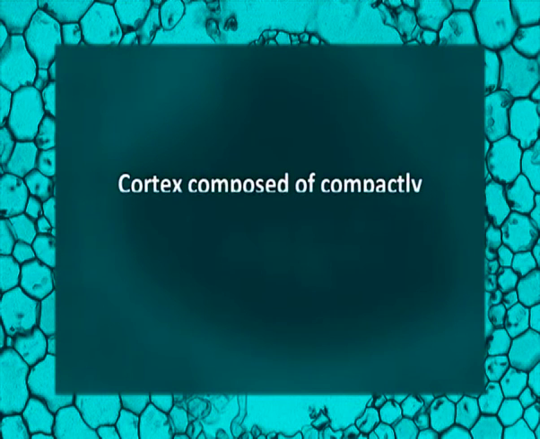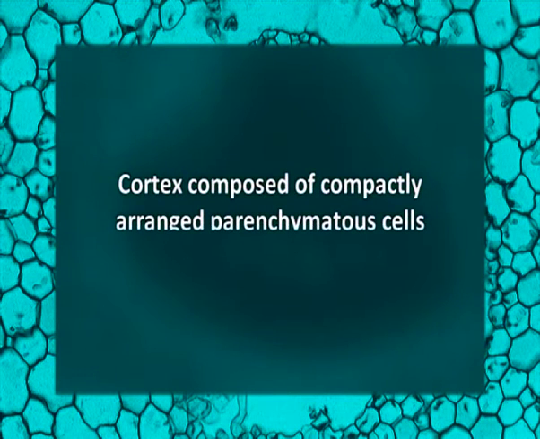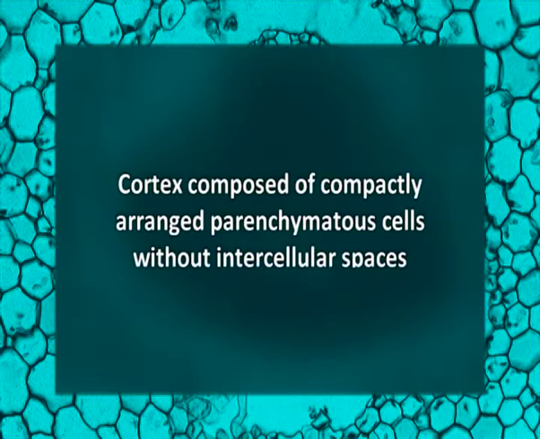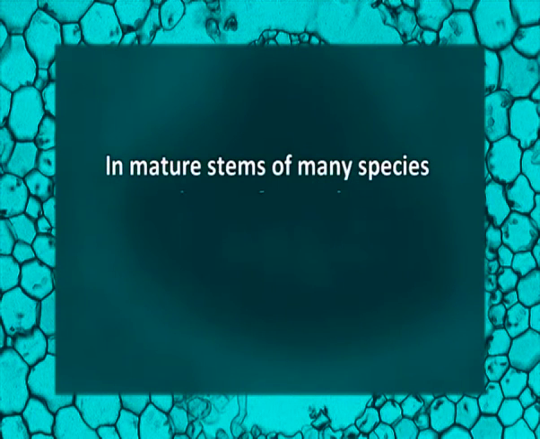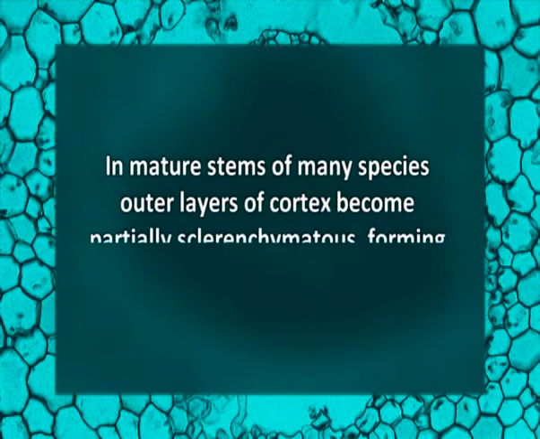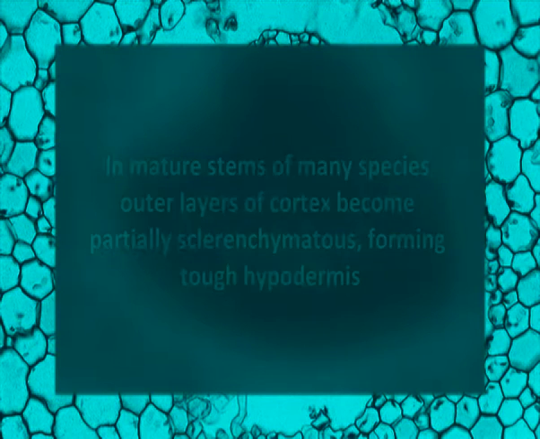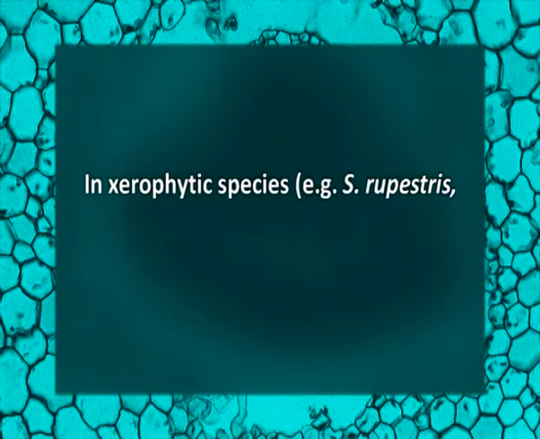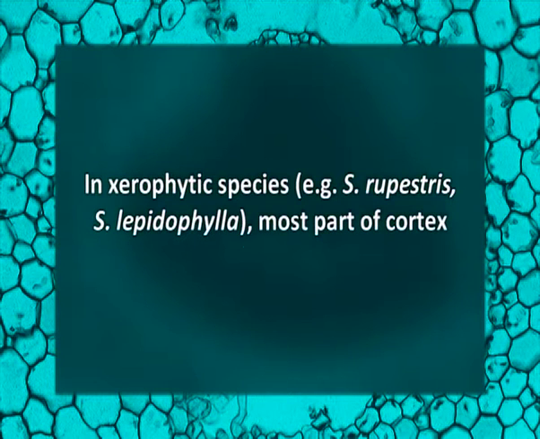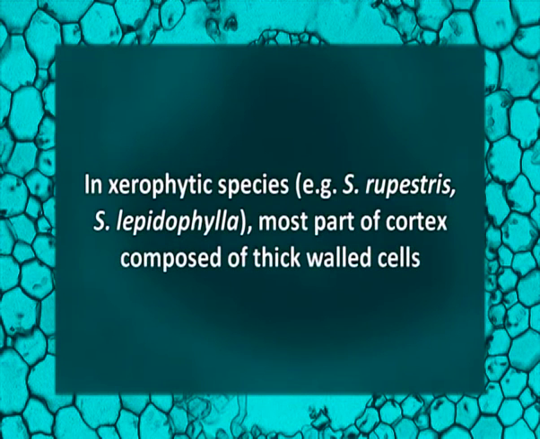The epidermis is devoid of stomata and hairs. The cortex is usually composed of compactly arranged parenchymatous cells without intercellular spaces. But in mature stems of many species, outer layers of the cortex become partially sclerenchymatous, forming a tough hypodermis. In xerophytic species like Selaginella rupestris and Selaginella lepidophylla, most part of the cortex is composed of thick-walled cells.